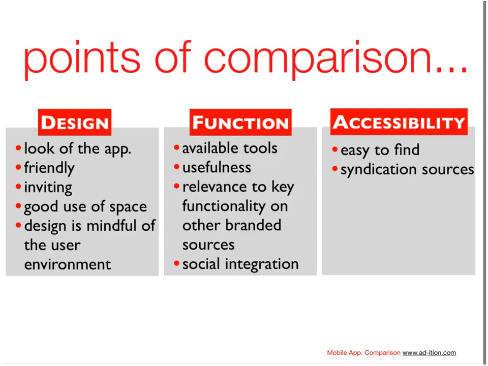Accessibility just simply means how easy is it for me to find the app. It's one thing if you build it, but I have to be able to find it to use it. So finding it, and also syndication. Is it just on your website? Is it just on your website and in the App Store, or is it someplace else that makes it really easy for me to find it? So you're syndicating the fact that the app actually exists.